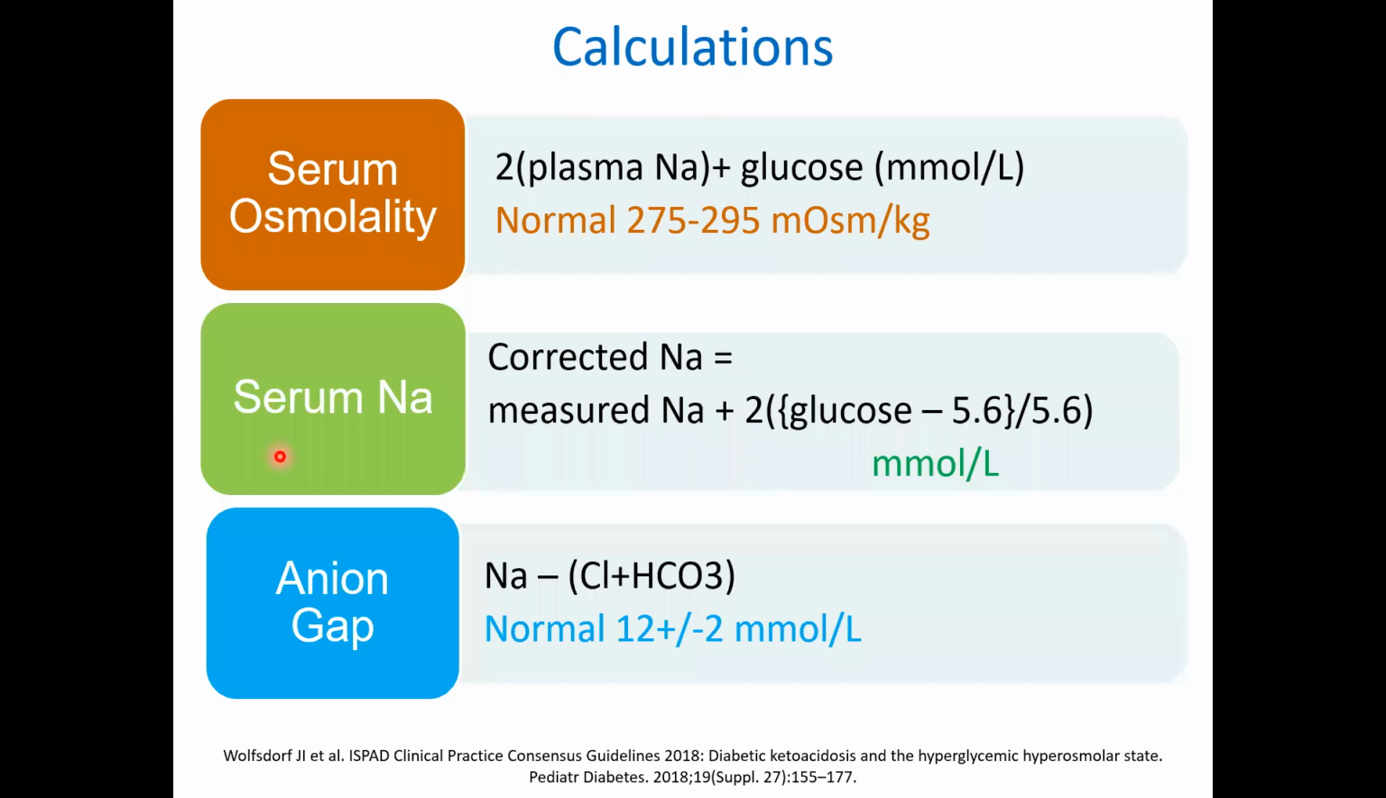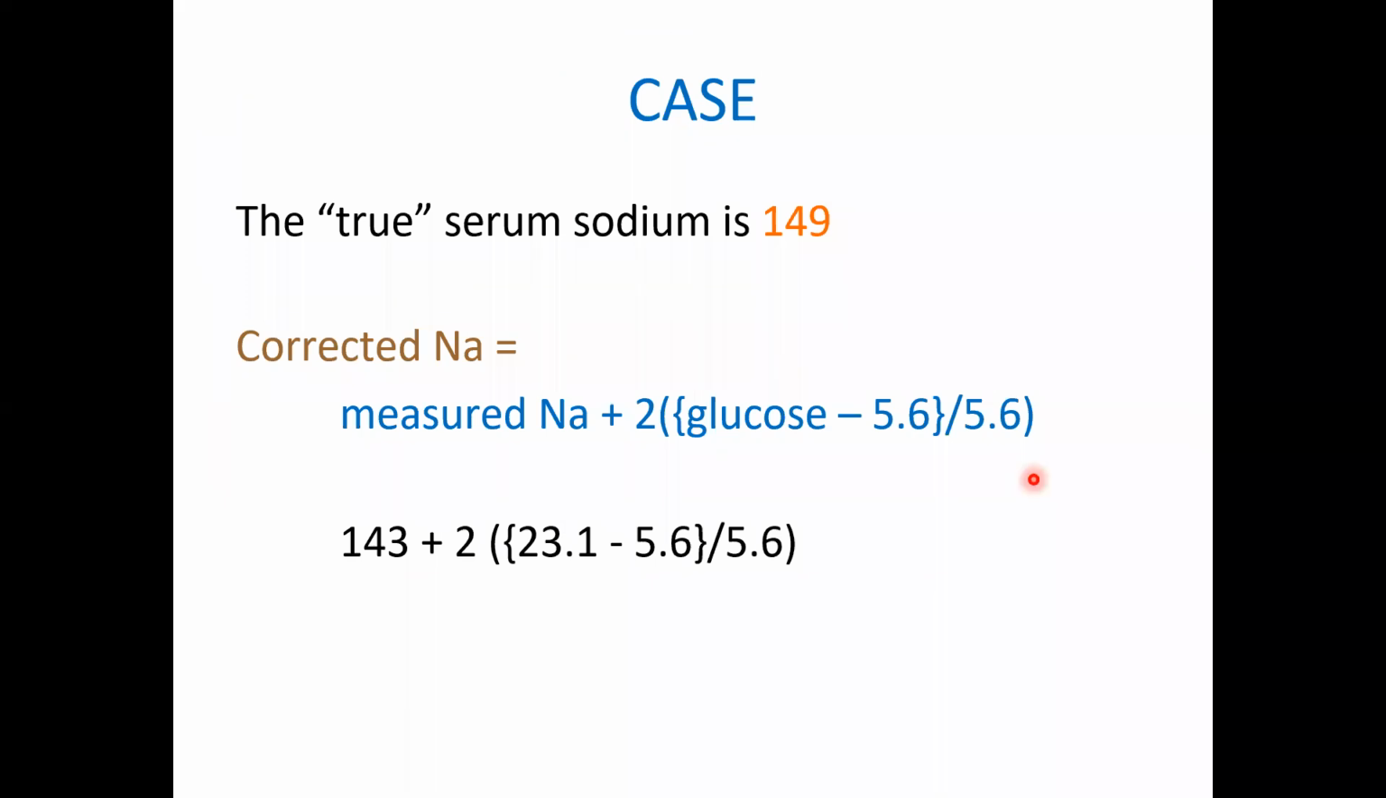And for this reason, it's important to calculate the true serum sodium for all patients who present with DKA. We have the formula here for calculating. We require the measured sodium, and we require the glucose. And this is the formula in millimoles per liter. So every time you get your sodium level or your UECs, always calculate the corrected sodium level. For this patient, our measured sodium was 143, but using the formula for corrected sodium, we actually got a serum sodium of 149, which is high.